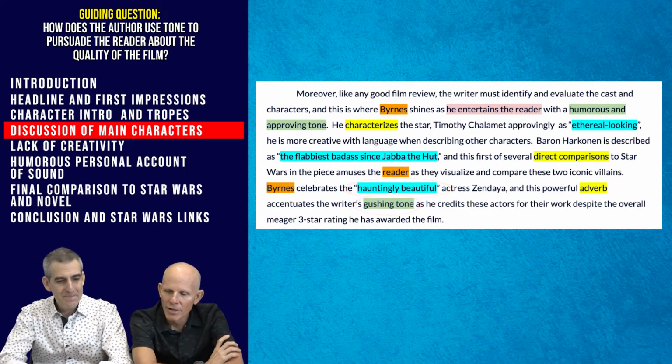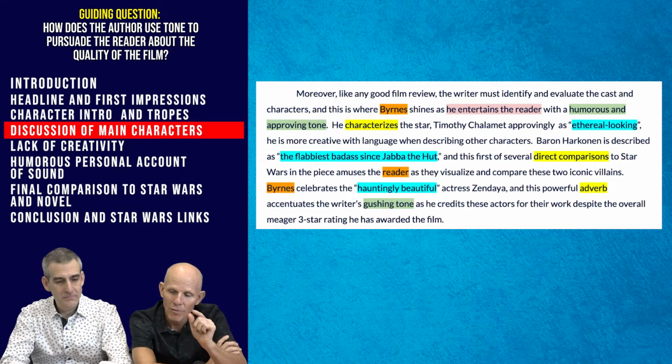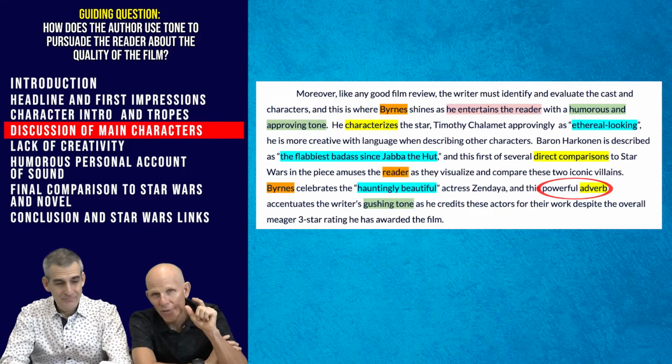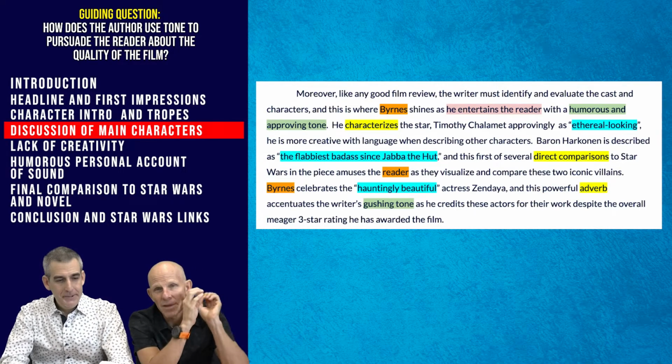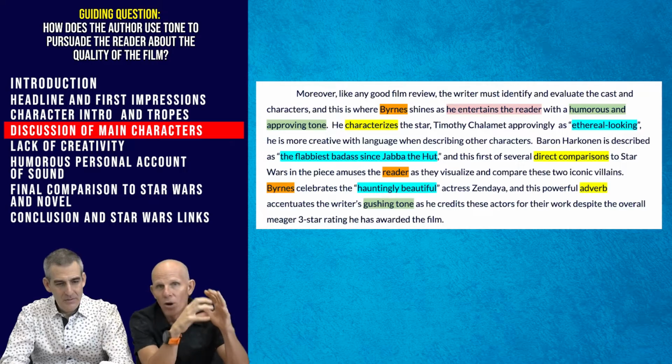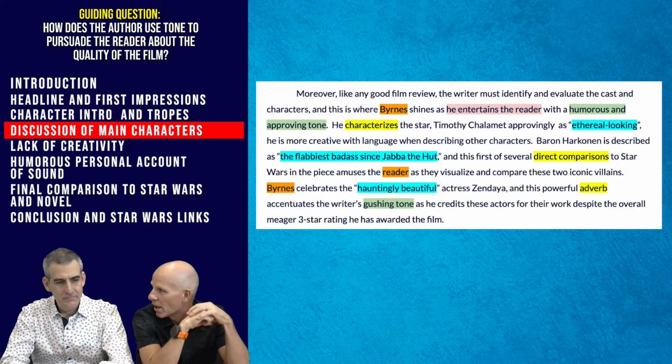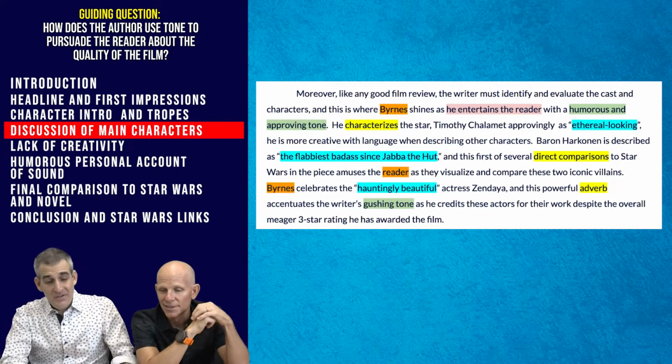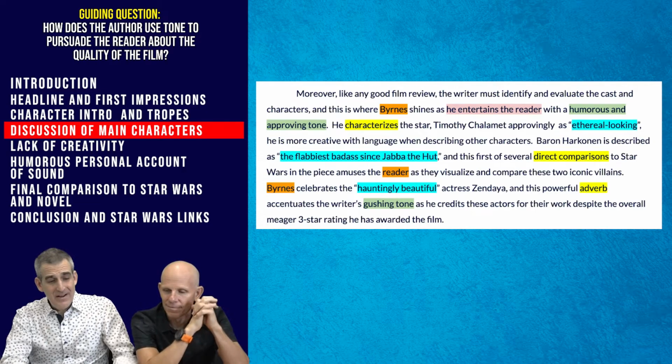I want to add one thing: you notice the last sentence of this paragraph, talking about Zendaya, we see the word powerful, an adverb. So the reason the writer put powerful is that he's evaluating. And so again, we want to think about evaluating what the writer does. So I think that's a nice little subtle touch. Yeah, that's stuff to look for. You want to think about how do we modify and how do we evaluate.